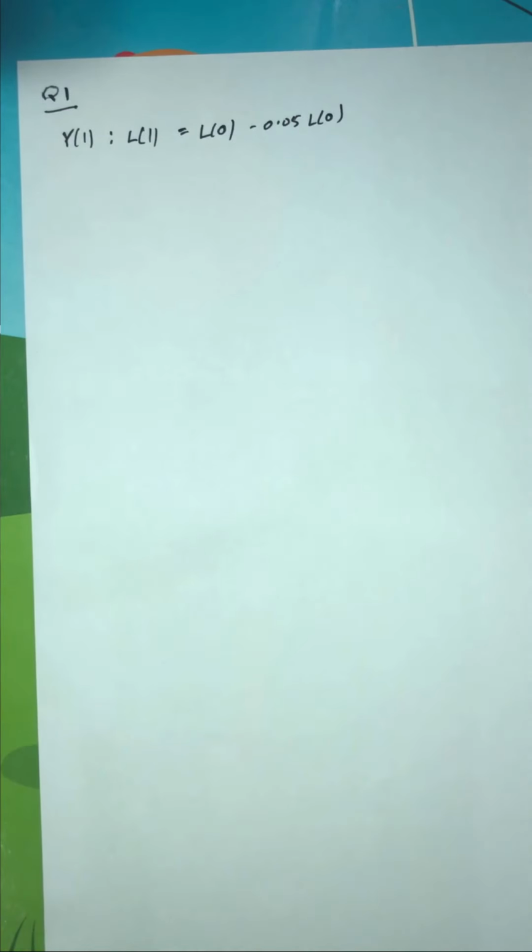Because in the question it says that the labor cost falls by 5% for the first year, right? For the first year, which means it drops by 5% from the year before. So during the first year, the year before is year 0, so L0. So the initial L0 minus 5% of L0, you will have your L1, the labor cost for year 1. Right, clear?